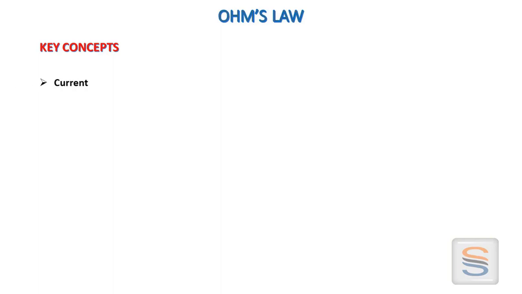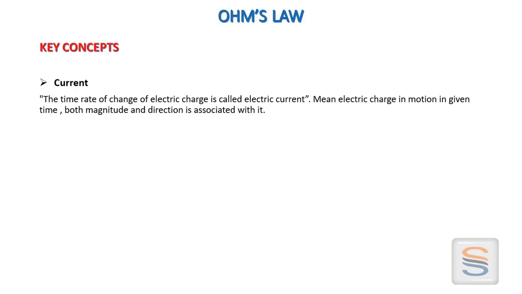For example, current. It's a very basic quantity. We define it as the time rate of change of electric charge is called electric current, meaning electric charge in motion in a given time. Both magnitude and direction are associated with it. Current is measured in amperes and it is symbolized by the letter I. This mathematical equation defines the whole phenomenon. What is it? I is equal to delta Q over delta T.